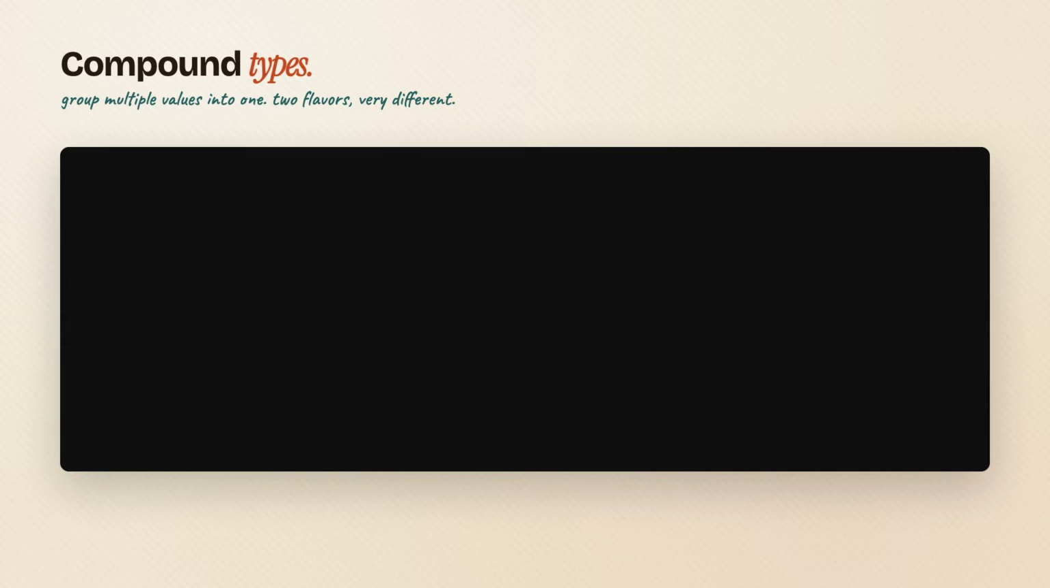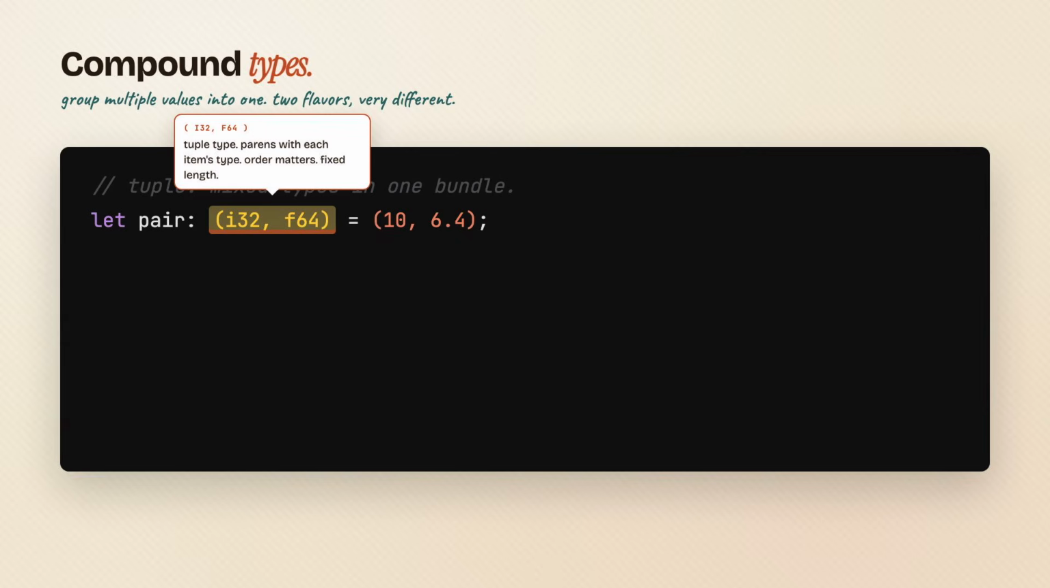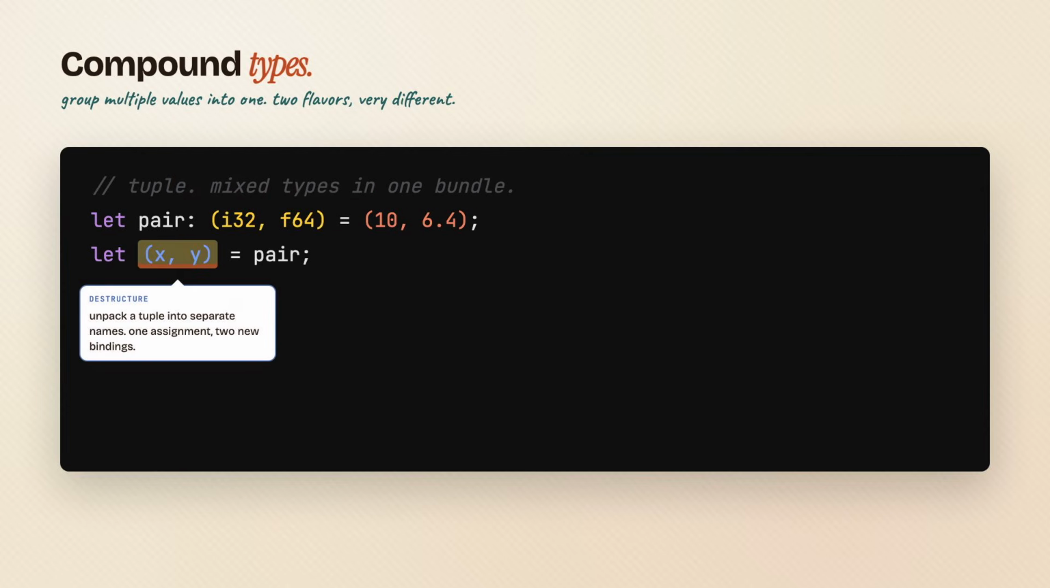Compound types group multiple values into one. First, let's look into tuples. A tuple is a fixed length group that can mix types. The types go inside the parentheses, one for each item.